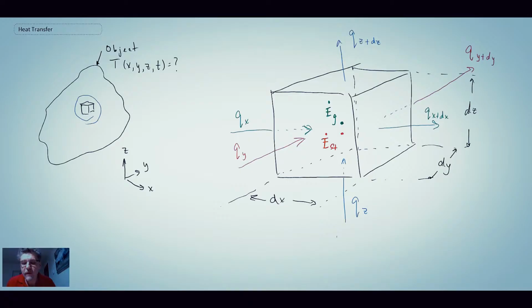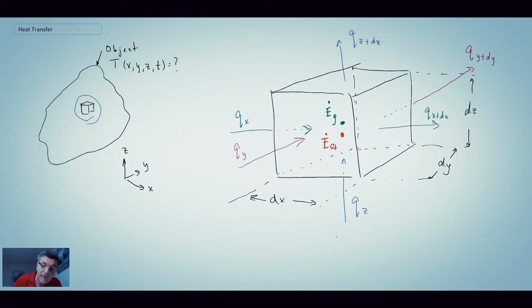Okay, so there we have our little cube, and what I've shown is heat flux coming into and leaving all of the surfaces of our little cube. I've also shown on the inside that we can have energy storage, and we can also have energy generation. So this object could be storing and generating energy, and we'll talk about how you can generate energy as we go on.